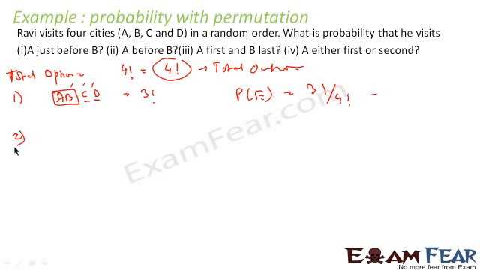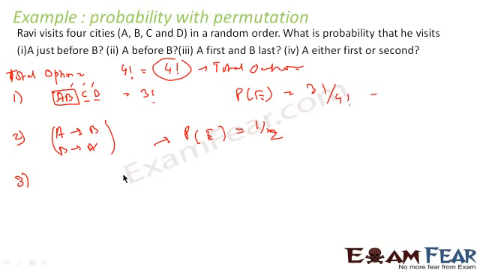In the second scenario, A is before B. Very simple actually. Either A will be before B or B will be before A. Since all these events are equally probable, the probability of each of these events is 1 by 2. You can solve this question the long way also if you want, but the simple way is: either A will come first or B will come first. So for both of these the probability is 1 by 2.